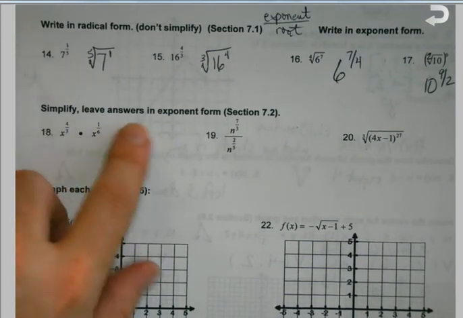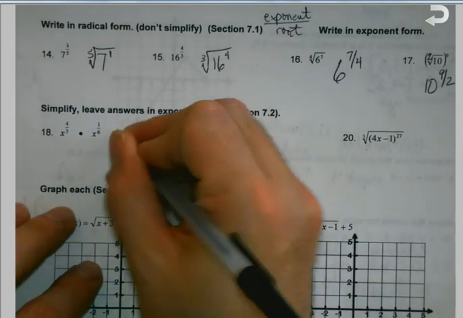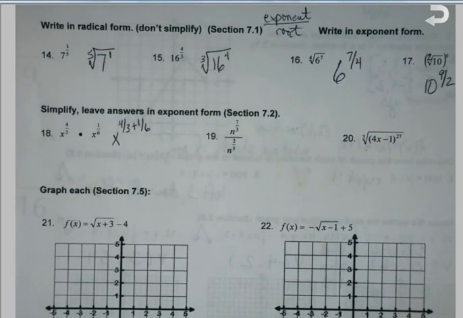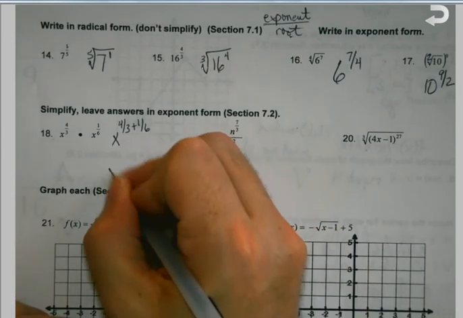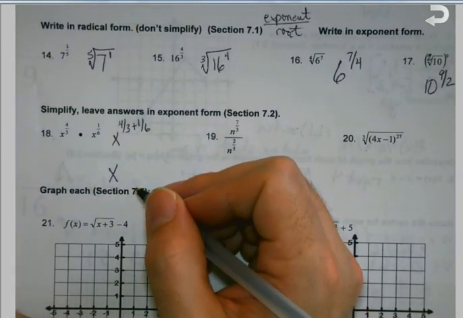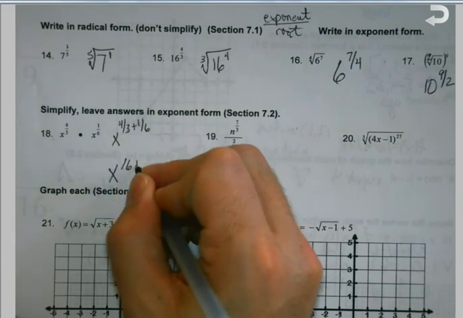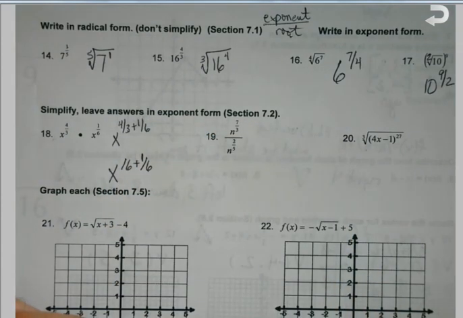Okay, simplify, leave an exponent form. When we're multiplying, we add the exponents. Now, it's not quite as simple as just doing 4 over 3 plus 1 over 6 and adding across and calling it 4 over 9. No. We must have a common denominator. Now, if I count by 3s and count by 6s, I'm going to get to 6 pretty darn quick. So my 6 can stay the way it is.